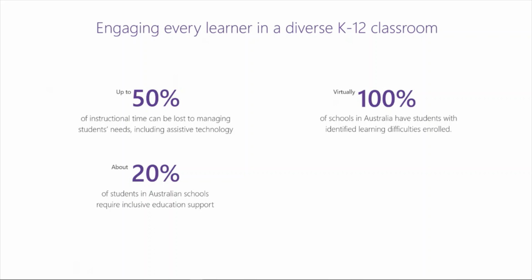About 20% of students in Australian schools require inclusive education support. So that's 1 in 5. If you've got a class of 20, that's a good chunk of your class that's going to need support, let alone a class of 30 or 35. And then lastly, 25% of Australian students are from a language background other than English, right? So whether we're talking New South Wales, Victoria, South Australia, Darwin, no matter where you are, you're going to be faced with students that need some language support.